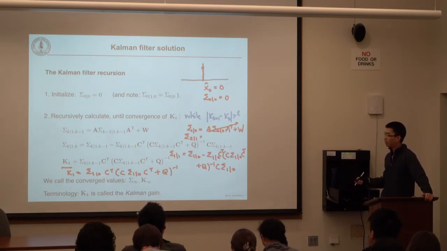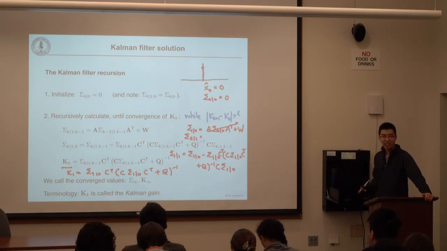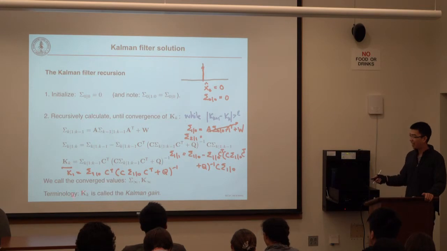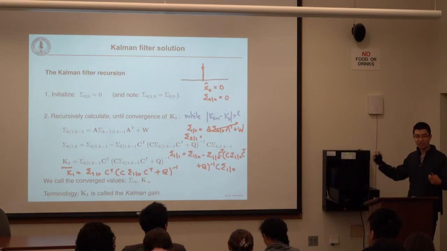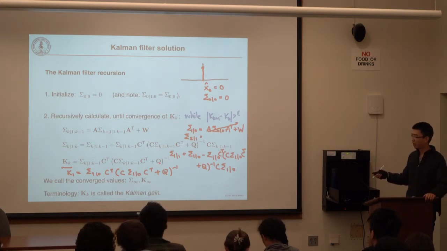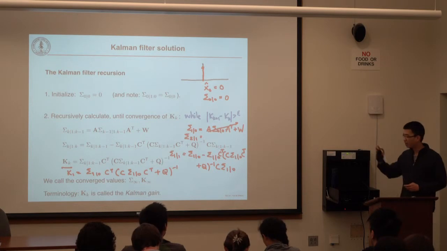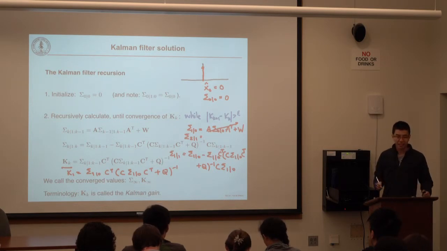We'll call the converged values of these sigmas and these K's sigma infinity and K infinity. All right? And then for terminology, in case you start talking to your friends who are also doing Kalman filters, this K at time k is called the Kalman gain. If someone is saying, what's the Kalman gain of your system, you know exactly what term they're referring to. It's this term here. And we'll talk a bit about what this Kalman gain actually means in a few slides.